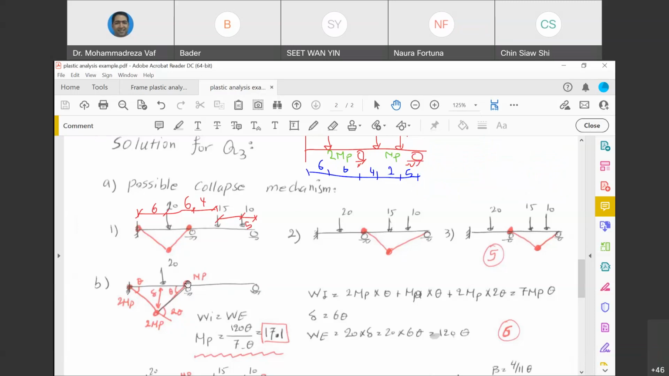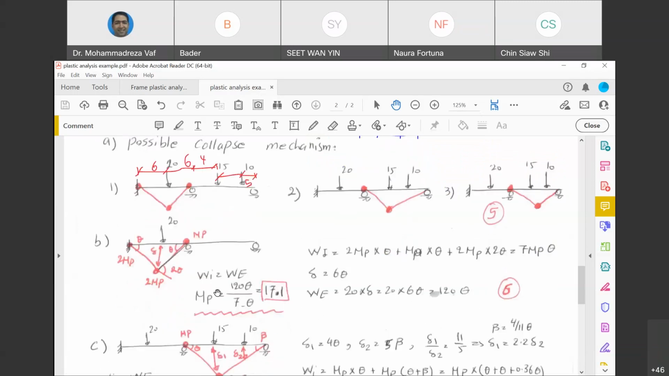So right now, you can calculate the internal work. It's going to be 2 MP multiplied by theta, 2 MP multiplied by theta plus theta, and MP multiplied by theta. So this is the internal work. External work is 10 multiplied by delta, and again, you can write delta based on theta, make them equal to each other, and you can get the MP for this case.